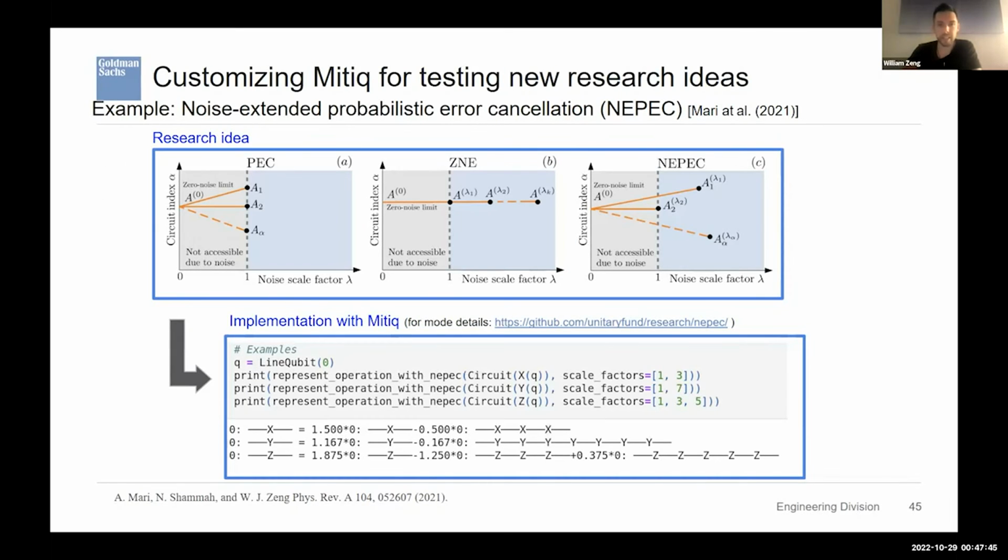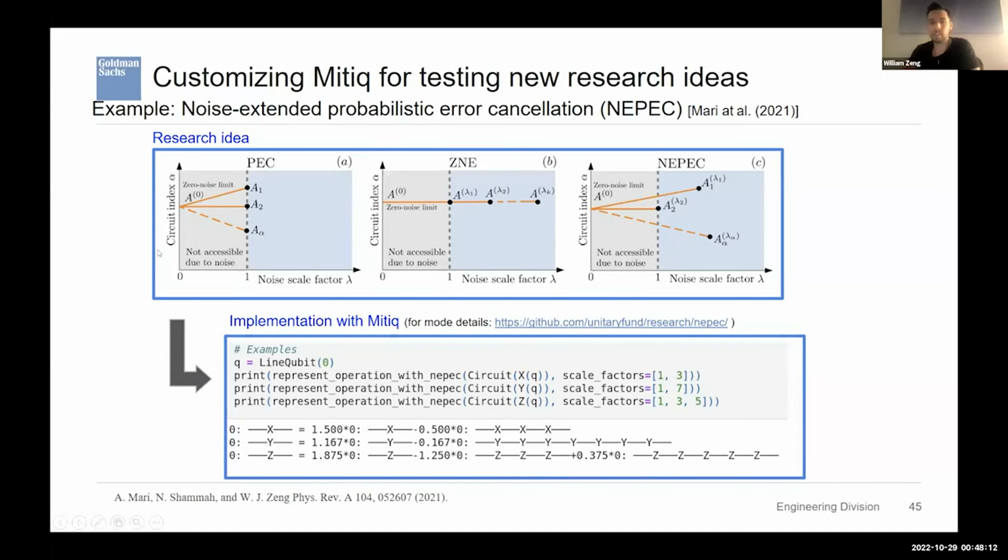Oh shoot, I'm missing a slide. Oh, I missed the results slide. So let me tell you the takeaway result from this NEPEC technique, which is that if you use NEPEC compared to normal probabilistic error cancellation, then you can get a version of error mitigation that is more robust to errors in your characterization of the initial noise model.